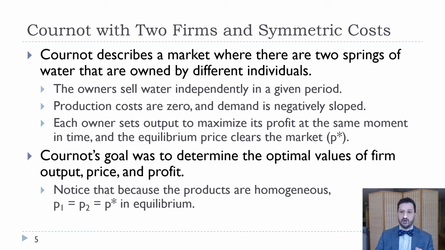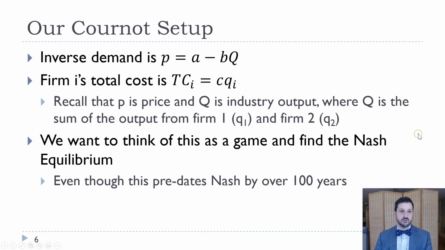We're going to set it up a little bit differently just to keep it in line with all of our other models. So we will keep our same inverse demand curve, P equals A minus BQ. Just keep in mind that capital Q will be the sum total of the output produced by firm 1 and firm 2. Total costs are just CQ, so that marginal cost is just C. And of course, we will have one market price, right? So there will be a P star.